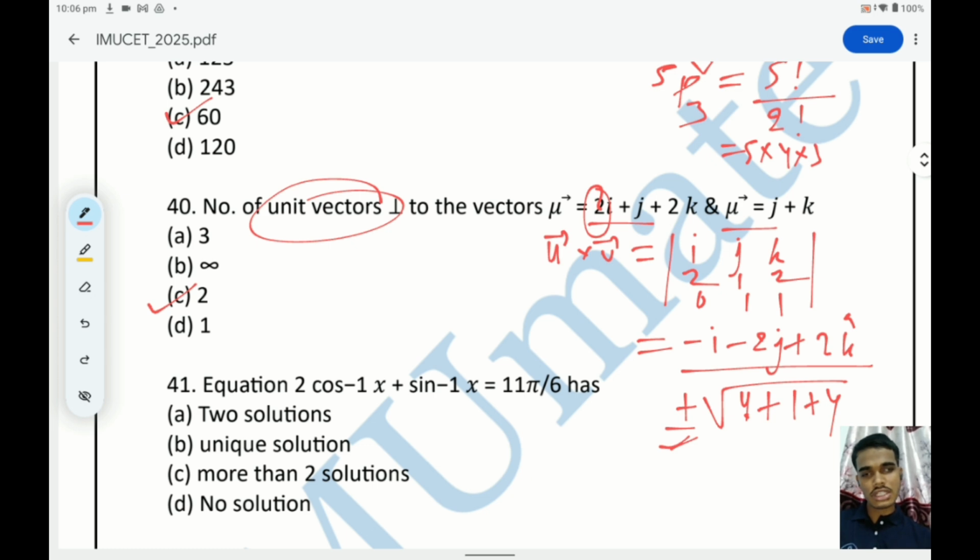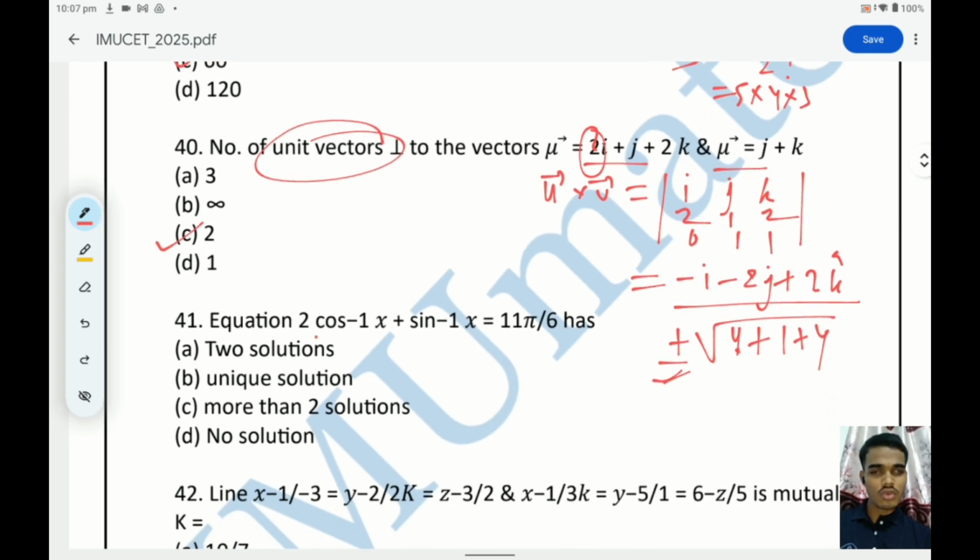Let's go for the next question. This is 2 cos inverse x plus sin inverse x is equal to 11 pi upon 6. Okay, and we know that cos inverse x plus sin inverse x is what?